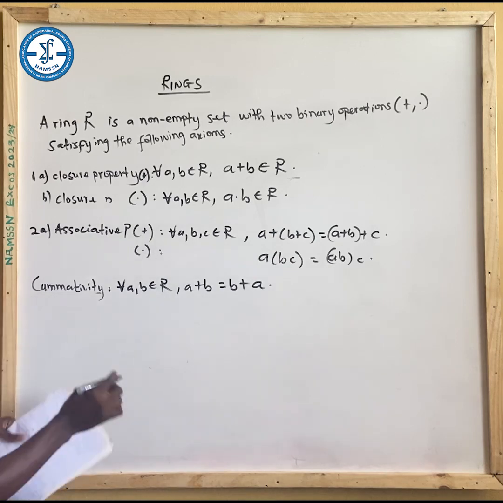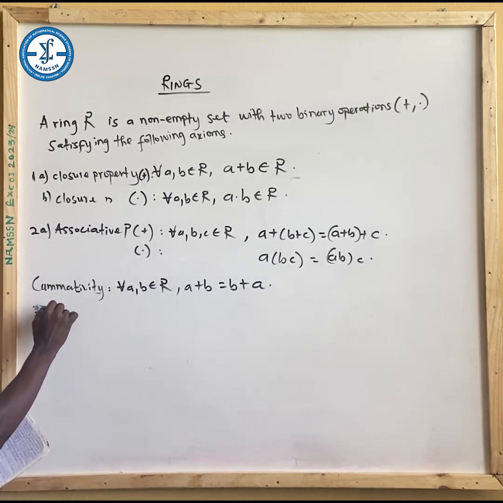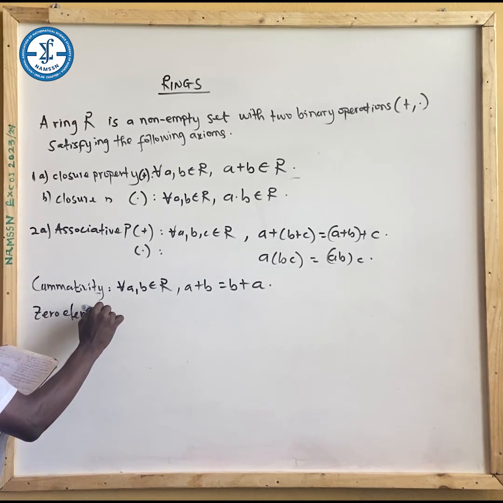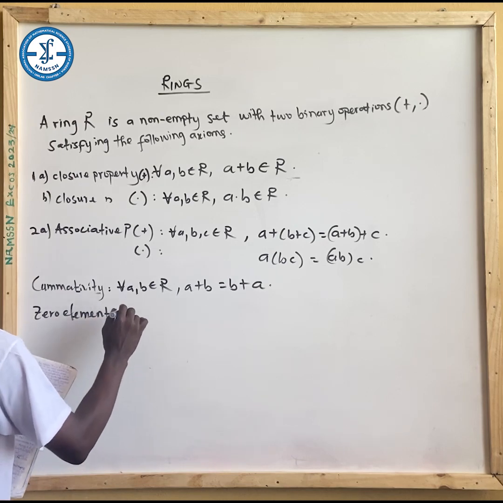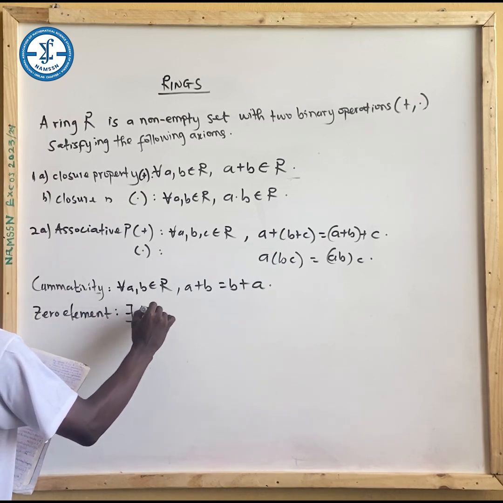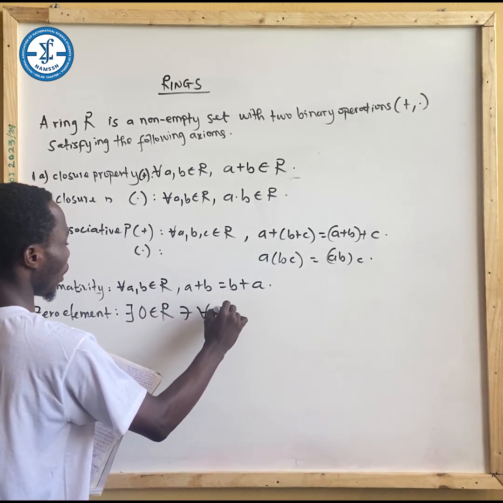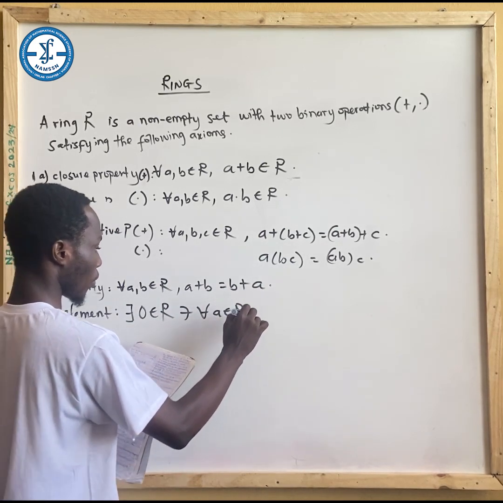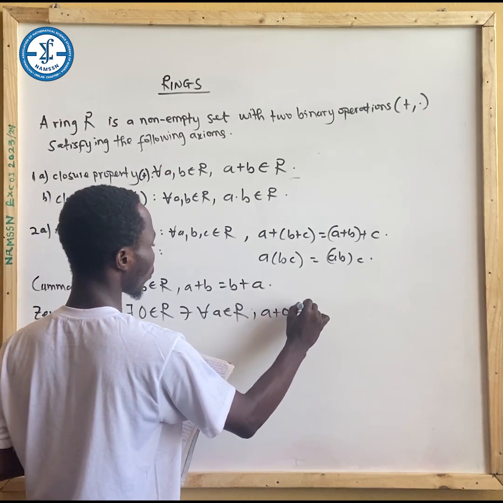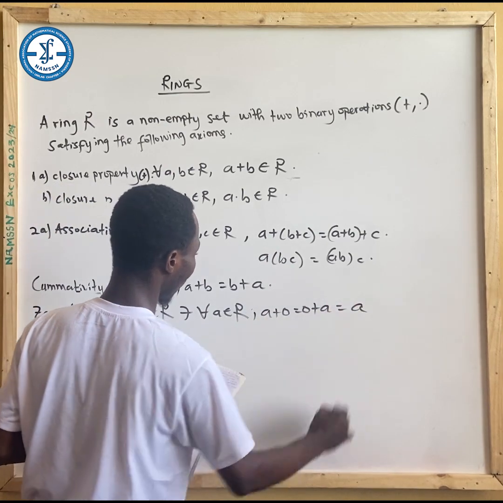Now we have the zero element, which says that there exists a zero in R such that for all a in R, a plus 0 equals 0 plus a equals a.